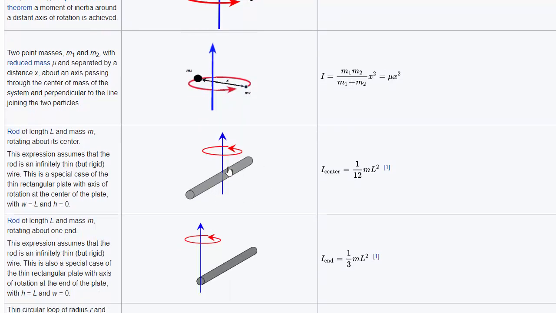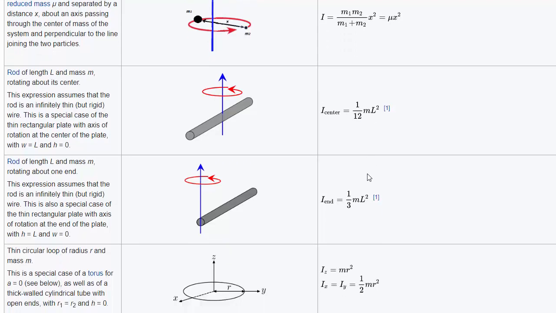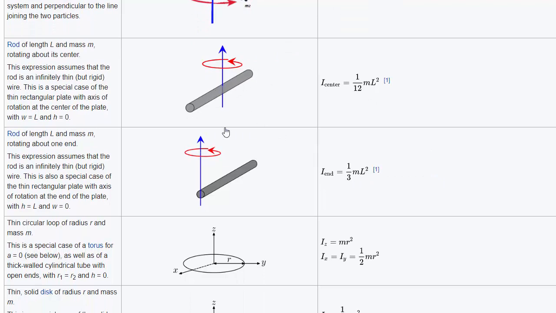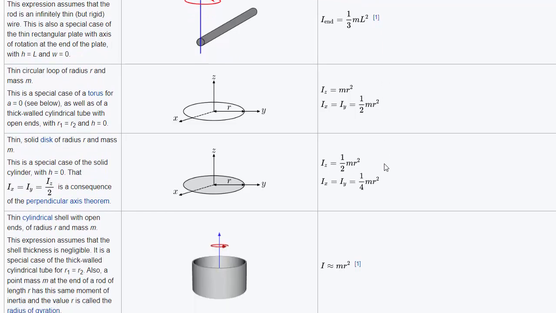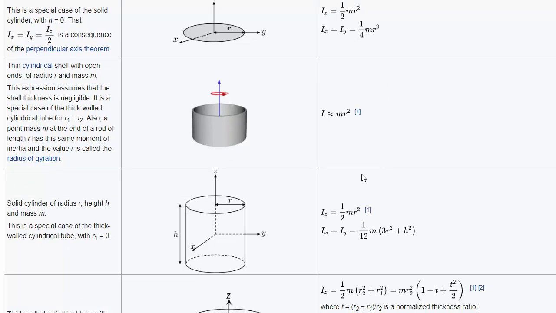Take a look at the solid rod rotating about the center. The moment of inertia of this rod would be 1/12 m l squared. You're going to notice that there are almost always some fraction times mass times some distance squared. If we were to take the same rod and rotate it about the end, we'd find a different rotational inertia. That would be 1/3 m l squared.